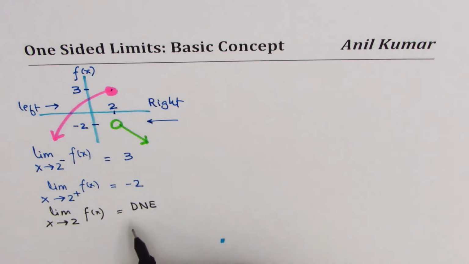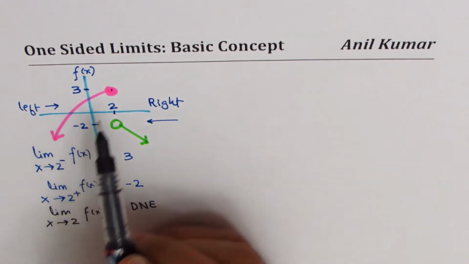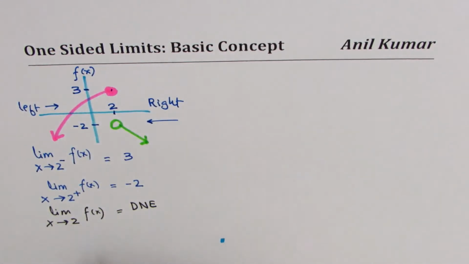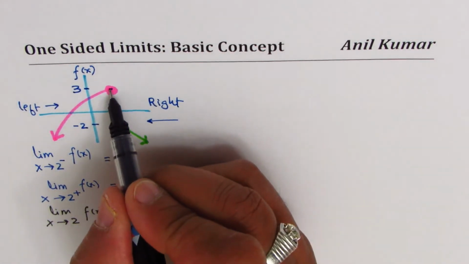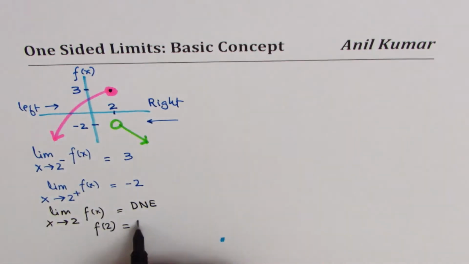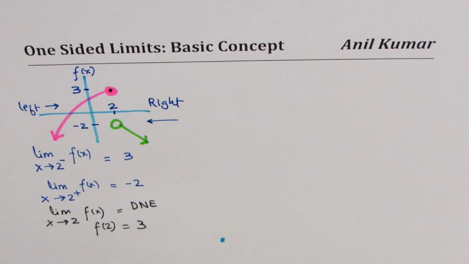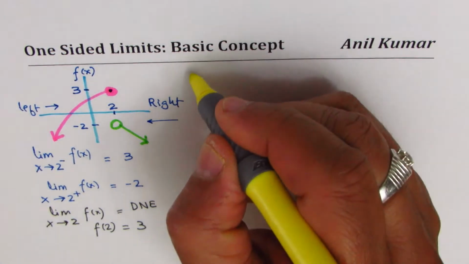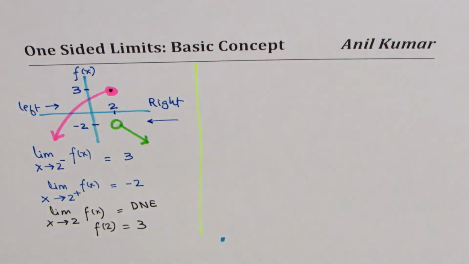Now from the graph, at times you may be asked to find the value of the function at 2, which let me write as, what is f of 2 equal to? That filled-in hole here gives you the value, which is 3. Is it okay? So that is how you're going to answer one-sided limits based questions if a graph is given to you, right?